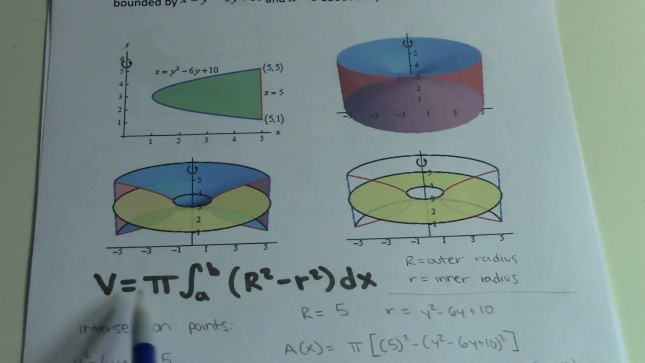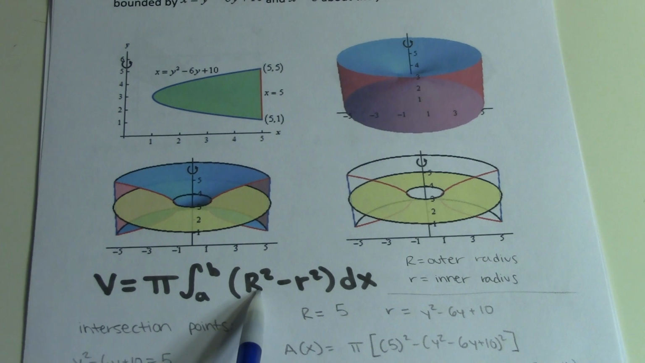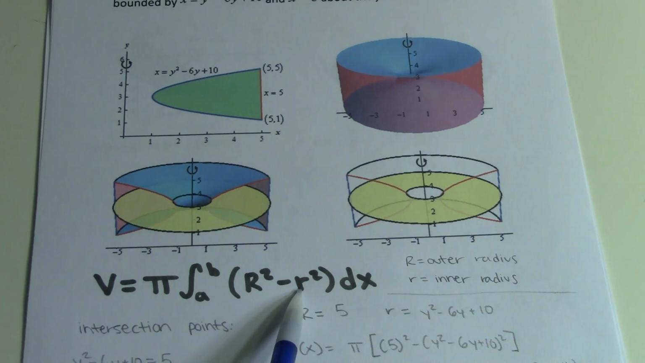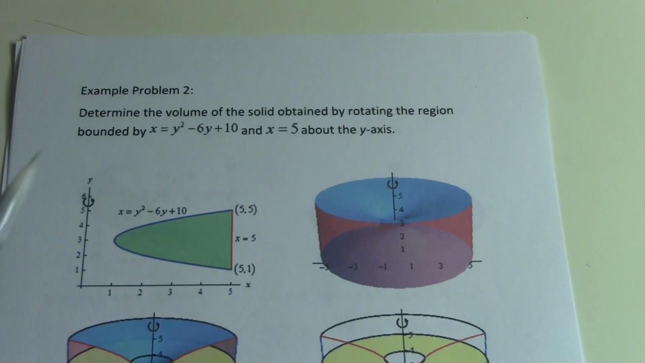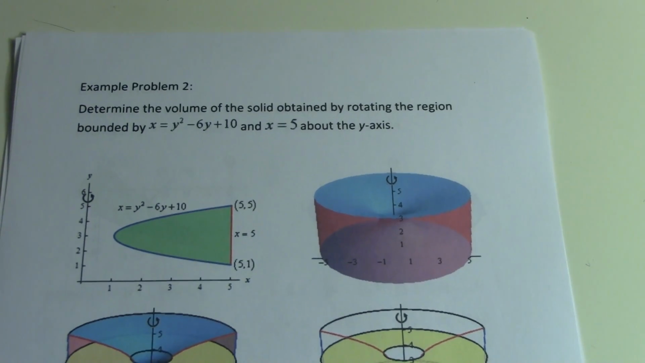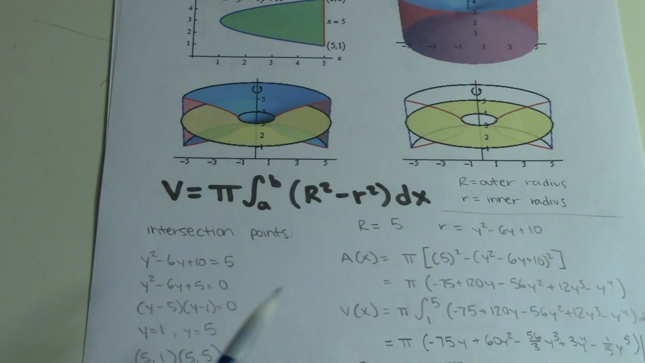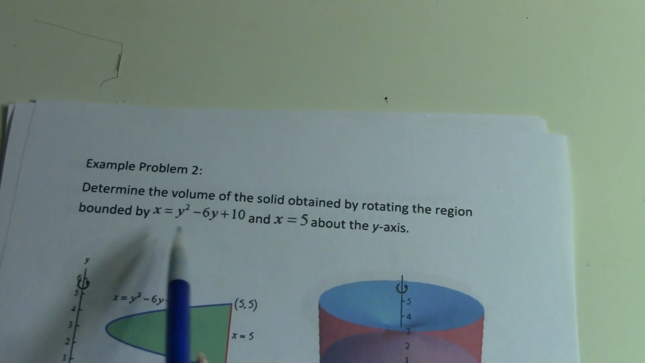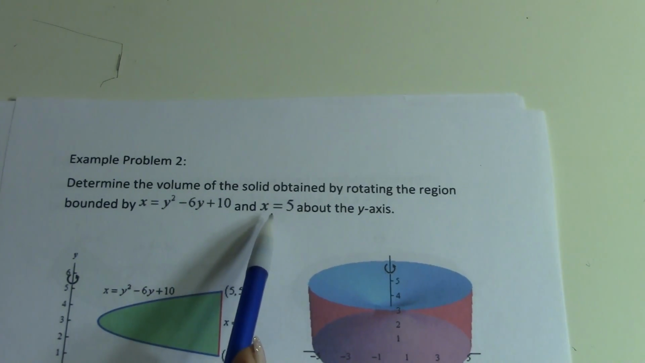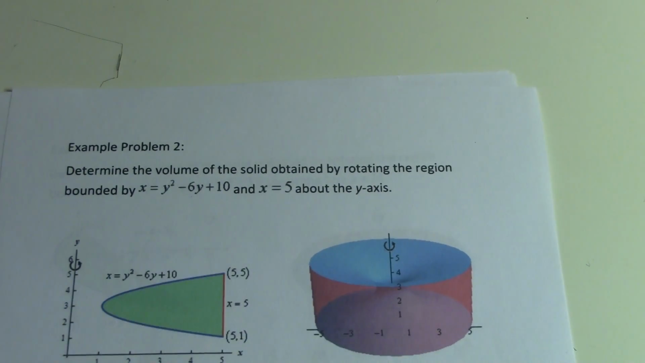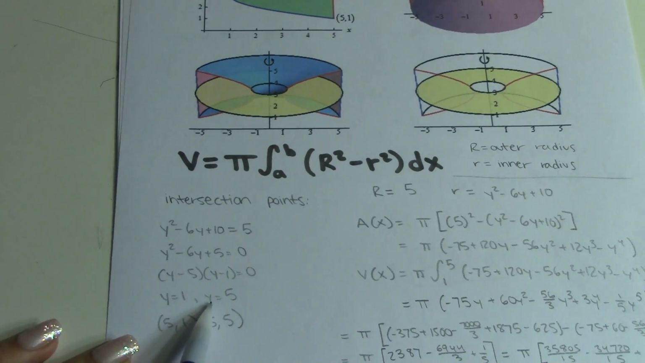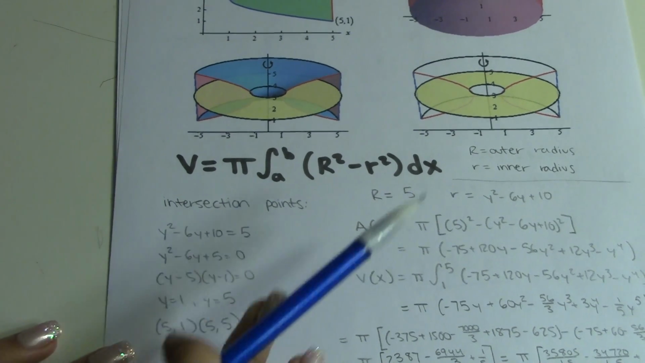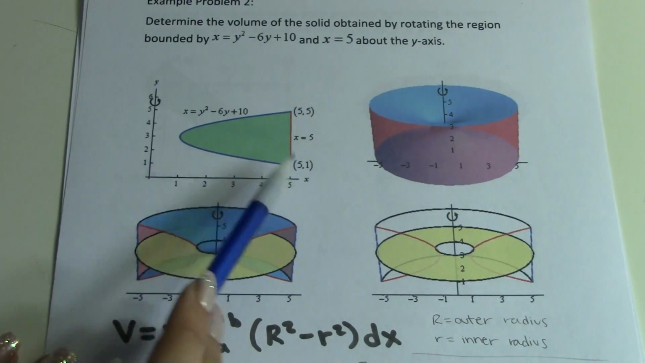And that is seen with this equation right here, where big R represents the outer radius, and small r represents the inner radius. So since the original problem did not give us our interval, we have to find them through intersection. So for intersection, we will just put each function equal to each other. So y squared minus 6y plus 10 equal to 5, since both are in terms of x. And then solving that, we get y equals 1 and y equals 5, which gives us these 2 points, which can be seen on this photo.